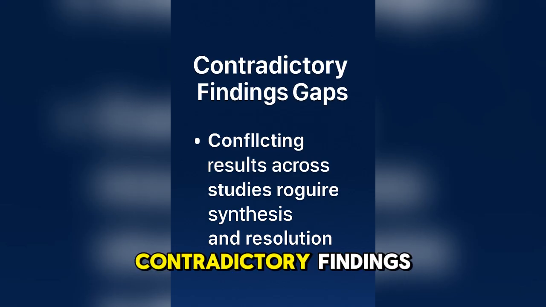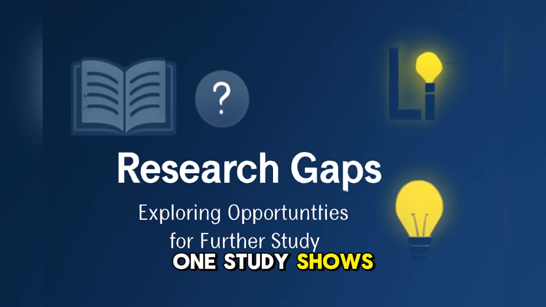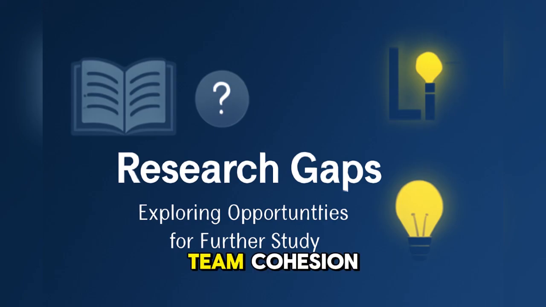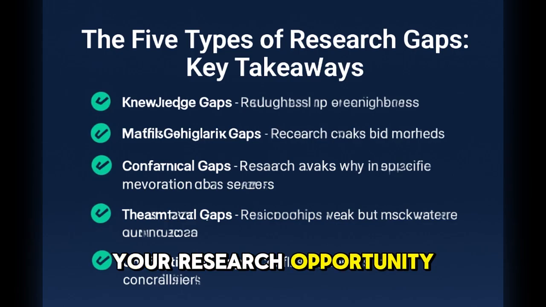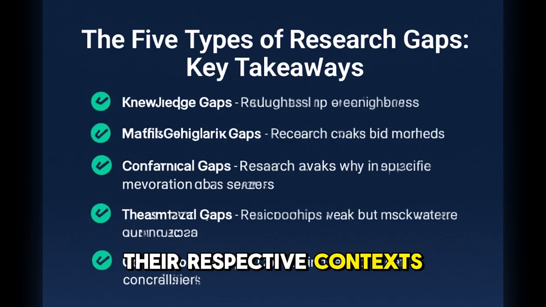And type 5: contradictory findings gaps. Sometimes different studies show opposite results. One study shows diversity helps team performance, while another shows it harms team cohesion. Your research opportunity is to understand when and why these differences occur. You're not proving one side right, you're identifying the conditions that make both true in their respective contexts.